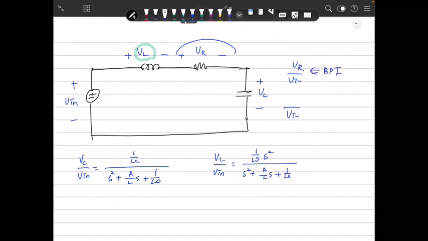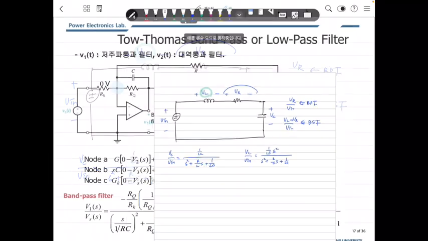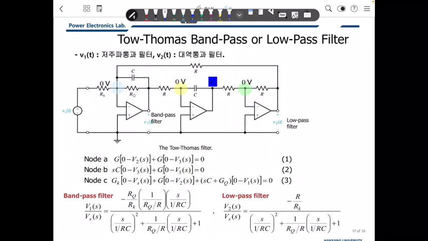If you drive the V in is VL plus VR, and this is band stop filters. So in the case of simple RLC series connected filters, there are many outputs: low pass filters, band pass filters, high pass filters, and band stop filters. In a similar way, using active filters, you can do similar things.